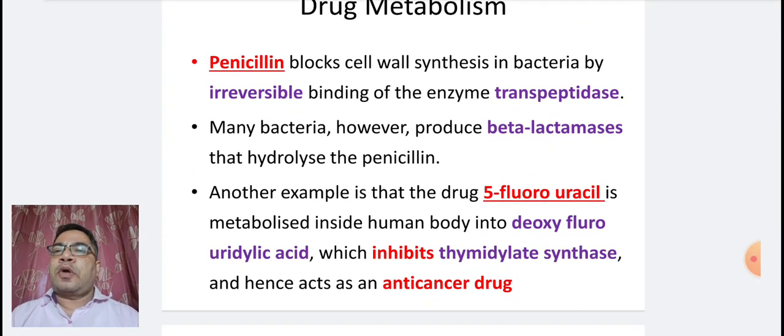Penicillin blocks cell wall synthesis in bacteria by irreversibly binding the enzyme transpeptidase. Many bacteria, however, produce beta-lactamases that hydrolyze the penicillin. Another example is that 5-fluorouracil is metabolized inside the human body into deoxyfluorouridylic acid, which inhibits thymidylate synthase and hence acts as an anti-cancer drug.